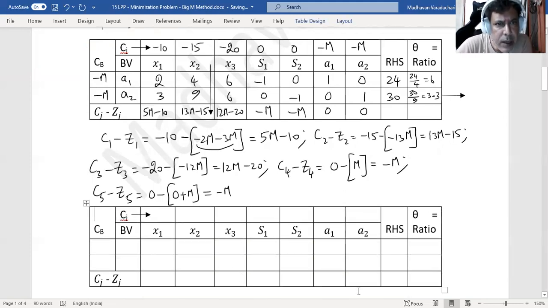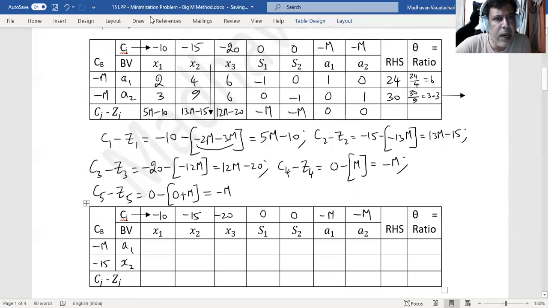So here it is again, minus 10, minus 15, minus 20, 0, 0, minus M, minus M. And we already said this A2 will move out, and what will come in? X2 will come in. So here, X2 will be there instead of A2. A1 will remain as A1. Coefficient of A1 is minus M. Coefficient of X2 is minus 15.